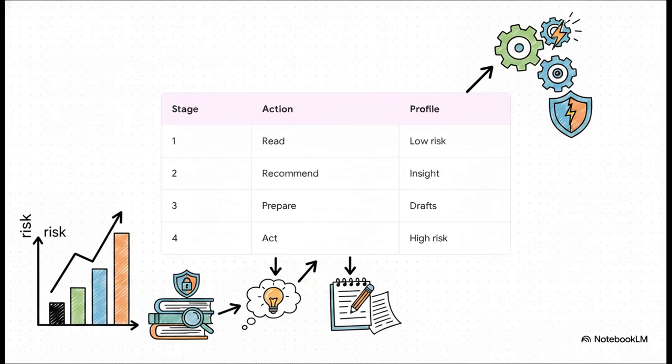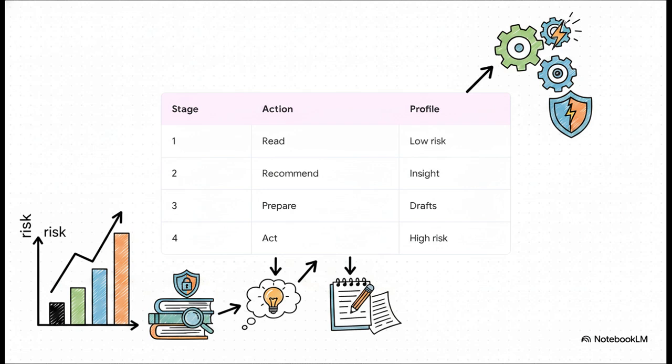Stage 1 is reading, like executing a search. A tool just scanning a database is very low risk. Stage 2 moves to recommending, where it generates insights. Stage 3 is preparing, like drafting up an action plan. And then we hit Stage 4, acting. This is sending emails, deploying code, updating records.